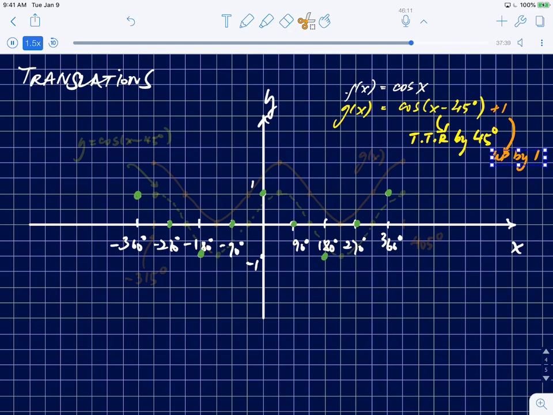Okay, and now I'm going to move it to the right 45. So I'll take each point and mark it 1 square to the right. So we're keeping the same y line. I'm not going to contour it yet.